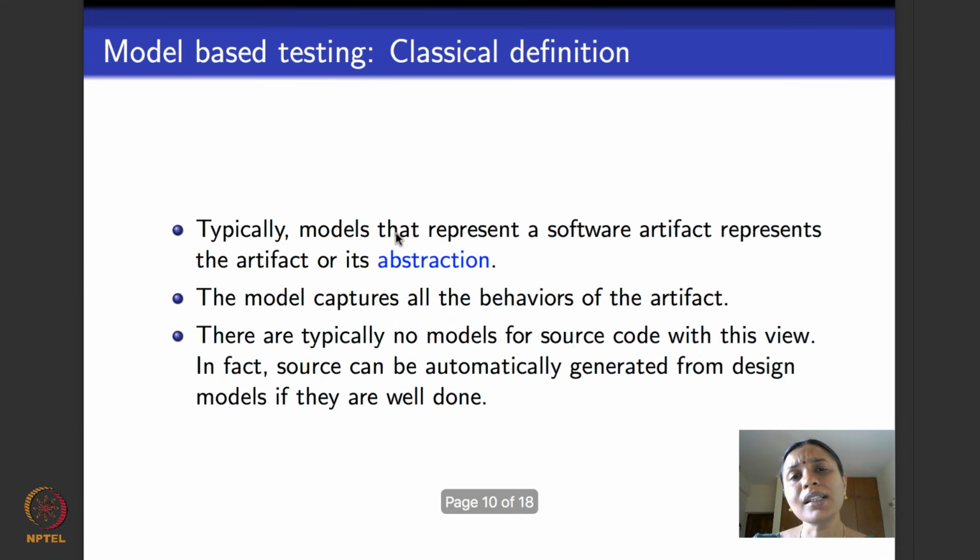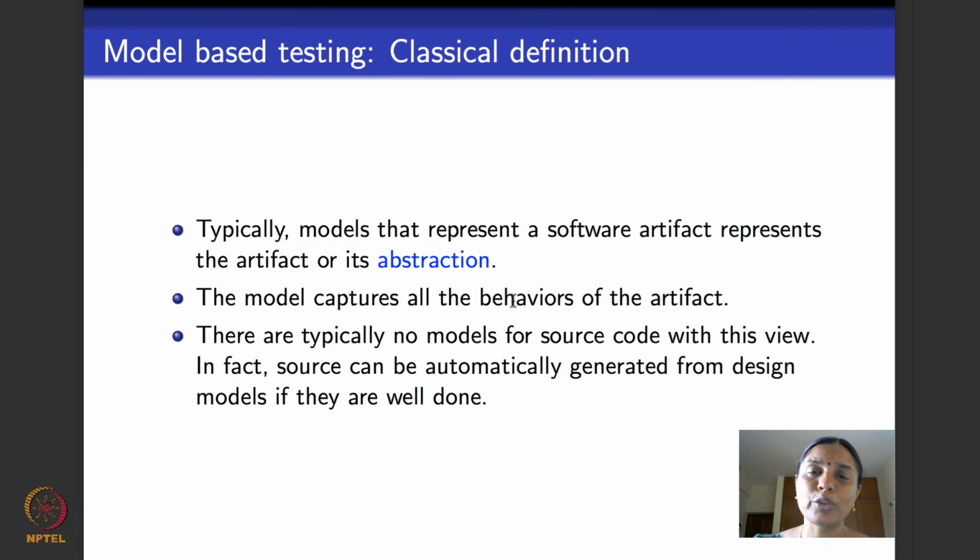So the classical view of model-based testing or model-based design is to say that models could represent a very high-level abstraction of the software. It may not represent the actual code. In fact, code is almost never represented as a model. Code is represented in the programming language of your choice and is always an executable entity. Models may or may not be executable. They could be static artifacts that represent the code.